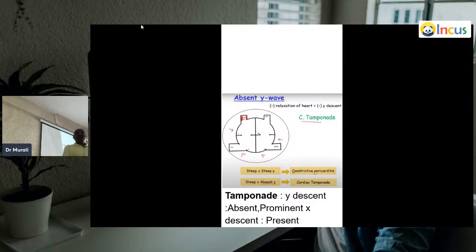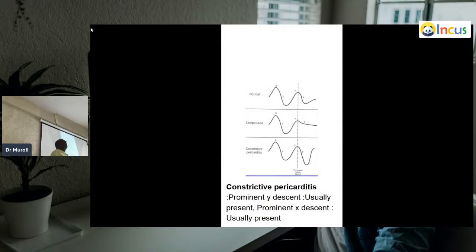Agree? So please remember, doctor, the Y descent is absent because of the diastolic collapse of the ventricle, because of the surrounding cardiac tamponade, which is preventing the atrial blood from moving into the ventricle, preventing the atrium from coming down off its pressure, and preventing the Y descent from happening. All right? So that is what you need to remember.